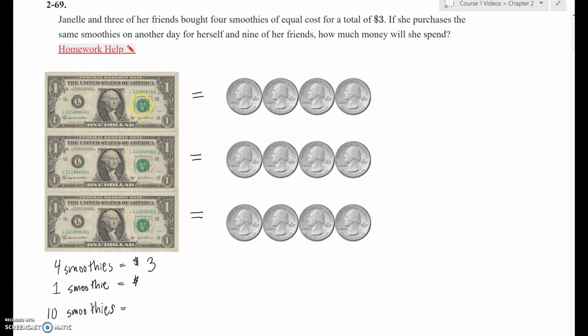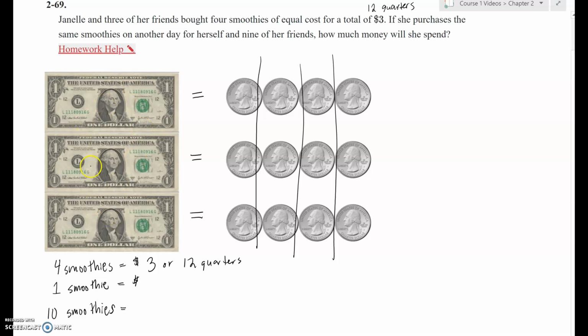So I took the dollar and said, well, you know what? I know that a dollar is equal to 4 quarters. So instead of thinking about this costing $3, I thought of it costing 1, 2, 3, 4, 5, 6, 7, 8, 9, 10, 11, 12 quarters. And now I can divide that equally by 4. So if I divided it by 4, that would mean that each smoothie costs 75 cents. Every smoothie costs 75 cents.